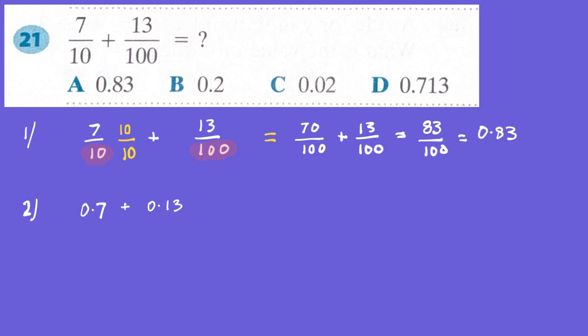Now we need to add this together, so we'll write 0.7. Underneath it we'll write 0.13, and remember to make sure that the decimal places stay on top of each other. And now we can do the addition, so that becomes 3, 1 and 7 is 8. The decimal point stays here and 0. So we get the same answer as we did previously, 0.83, and that is the answer to A.